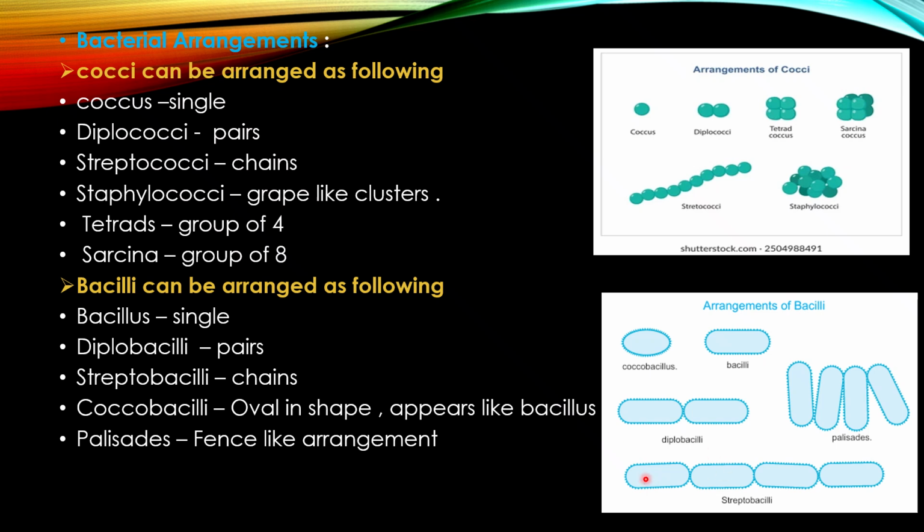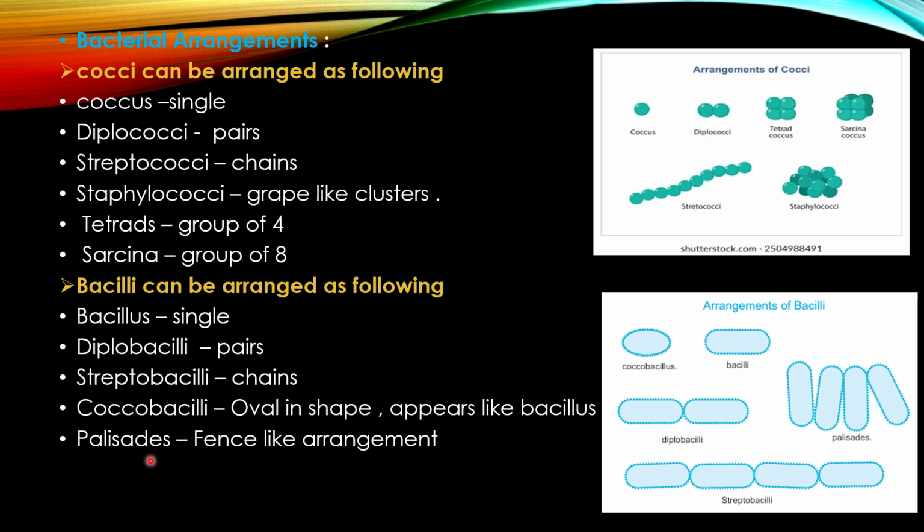Streptobacilli is when the bacteria are arranged in the form of a chain. Then cocobacilli: coco means spherical shaped, bacilli means rod shaped. So this cell has both features, it is mixed. It is oval in shape and appears like a bacillus. As you can see in the picture here, it appears rod shaped and also has a spherical shape. Such a cell is called a cocobacillus.